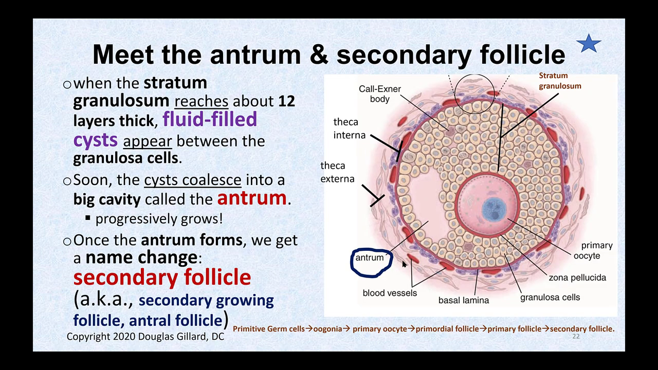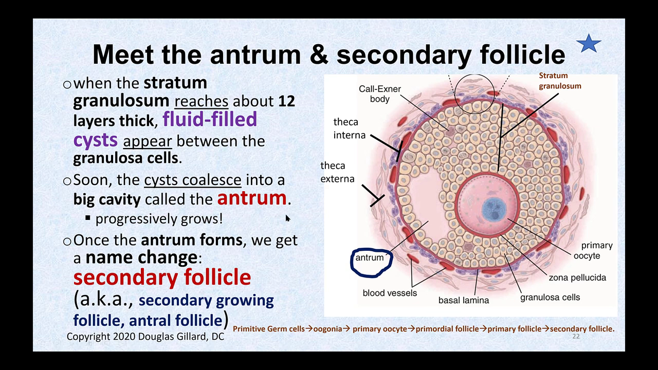All right, what happens next? So next, within the stratum granulosum, we start to develop a cavity. And that cavity is called the antrum. We'll just keep it real simple, the antrum. That antrum will get bigger and bigger, and pretty soon it will surround this entire primary oocyte. Very similar story with the chorionic cavity, which we'll talk about in a couple weeks.